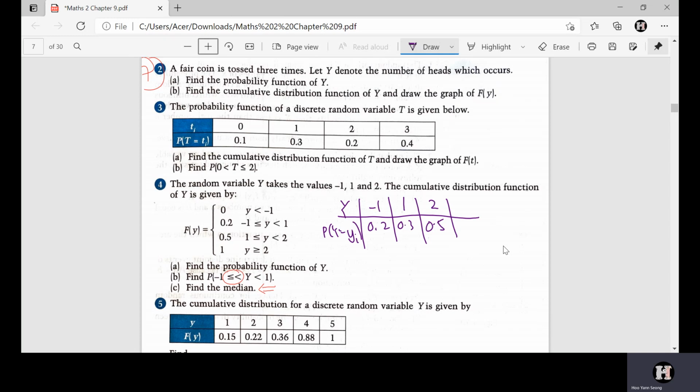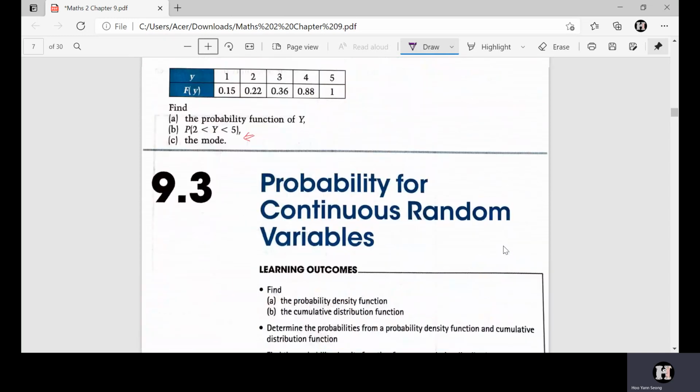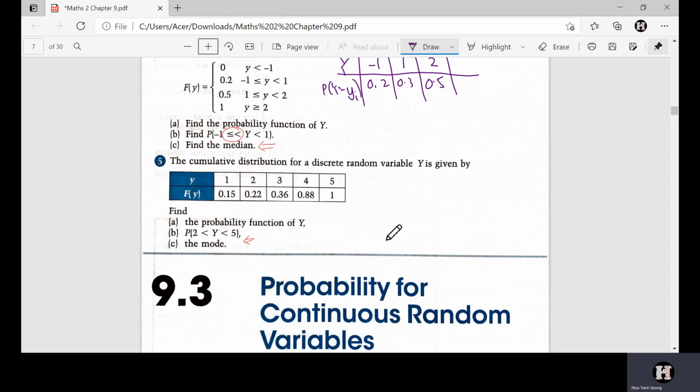Now we look at the mode for this question, so please be careful. What they gave you is a cumulative. You don't look at this one and say that this is 1. That is wrong. They already try to help you with the probability function of this one, like just now.